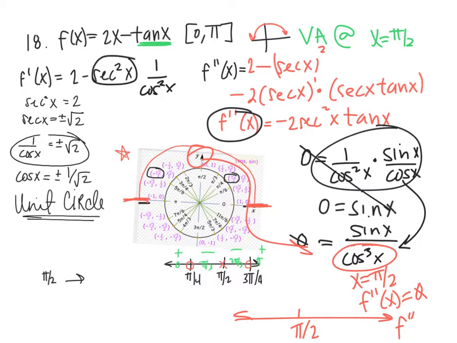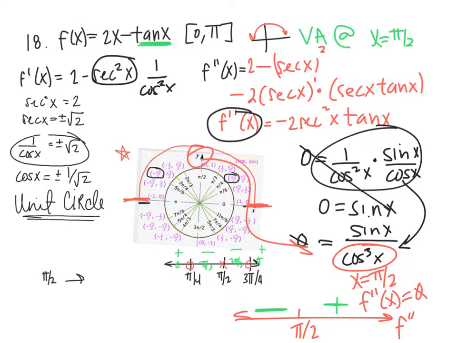But we do want to check for concavity to the left of that asymptote and to the right of that asymptote. So if we plug in to the left of pi over 2, we have negative. If we plug in to the right of pi over 2, we have positive. So f of x is concave up from pi over 2 to pi, which is the endpoint, and f of x is concave down from 0 to pi over 2. We have no inflection point. Like I said, we have a vertical asymptote at x equals pi over 2.